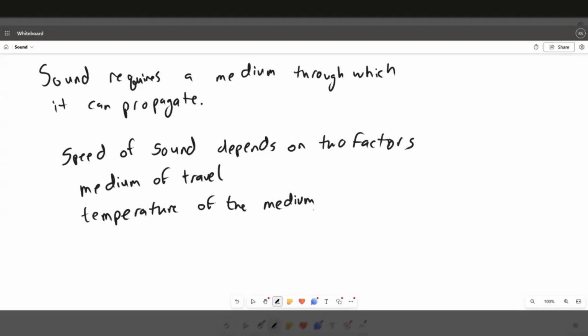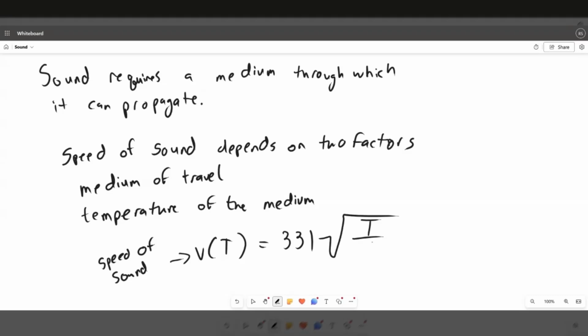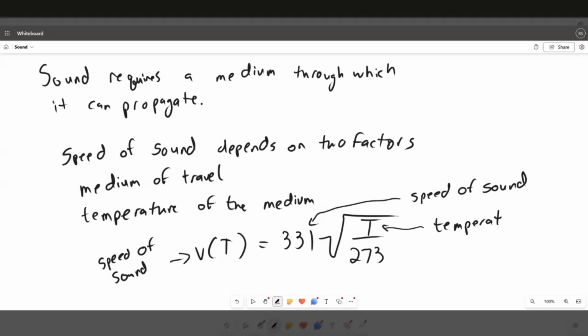So, the equation for the velocity, or the speed of sound, with respect to temperature is this equation. So this 331 is the speed of sound, and this capital T is your temperature. But when you use it in this formula, this needs to be temperature in Kelvin.